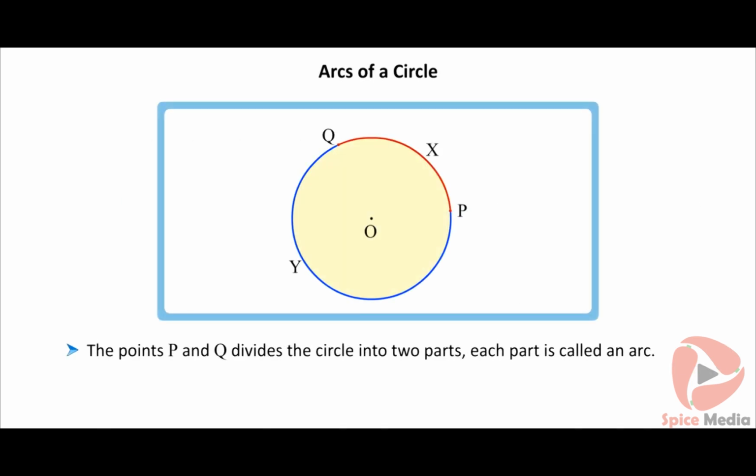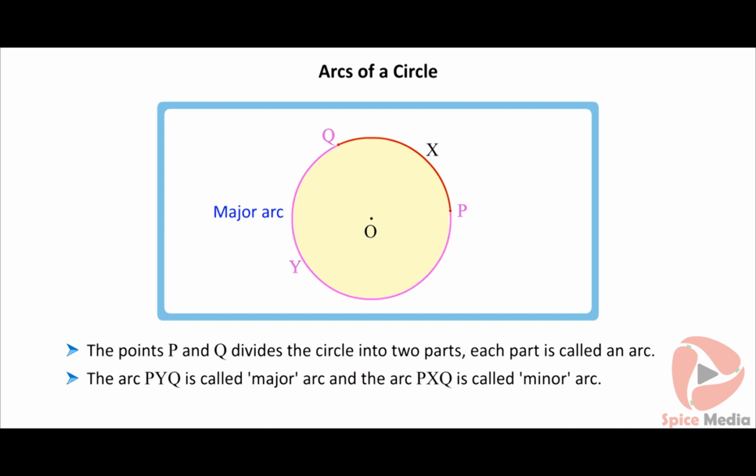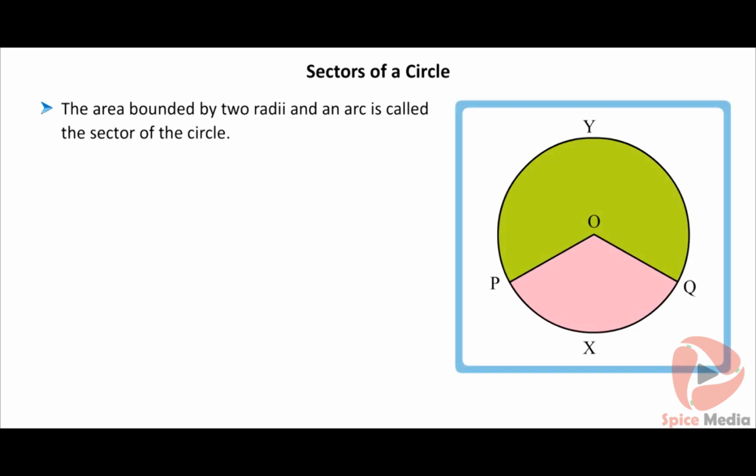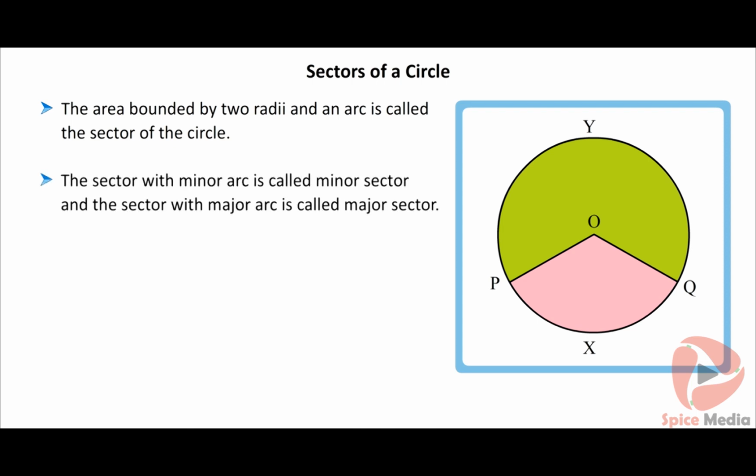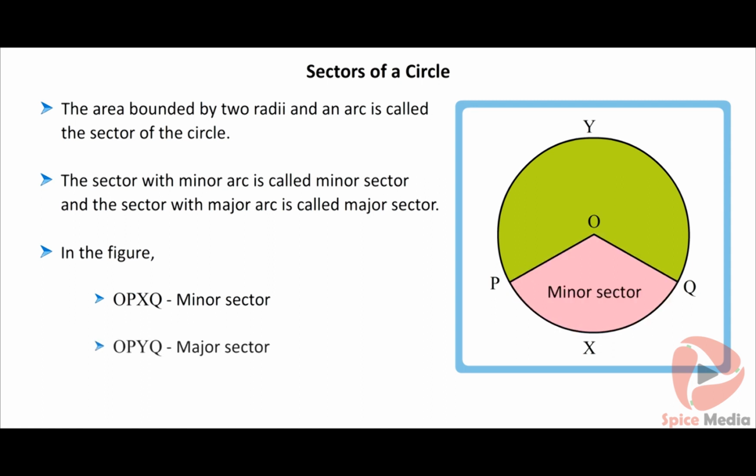The points P and Q divide the circle into 2 parts. Each part is called an arc. The arc PYQ is called the major arc, and the arc PXQ is called the minor arc. The area bounded by 2 radii and an arc is called the sector of the circle. The sector with minor arc is called minor sector, and the sector with major arc is called major sector. In the figure, OPXQ is the minor sector and OPYQ is the major sector.